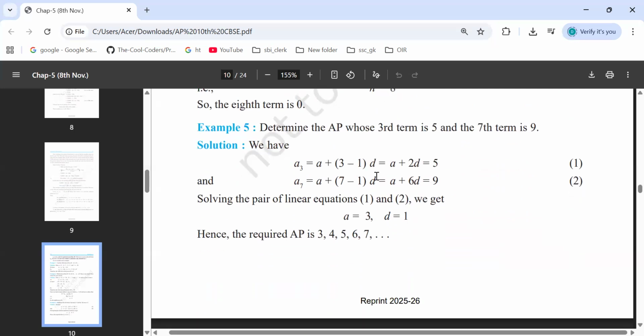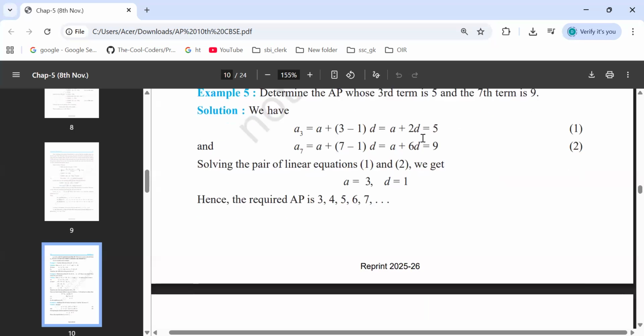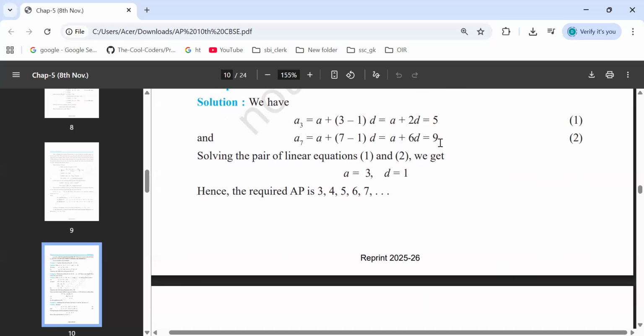Now let us go for the next example. Determine the AP whose third term is 5 and 7th term is 9. So basically we have to find an AP whose third term is 5 and 7th term is 9. The third term can be represented in the form of a plus (3 minus 1) into d. That means a plus 2d is equal to 5. Similarly for a7, a plus (7 minus 1) times d is equal to a plus 6d, which will be equal to 9. Now these are two linear equations. We can solve these two equations. From there we can get the values of a and d, and with the help of a and d we can find the complete AP series.